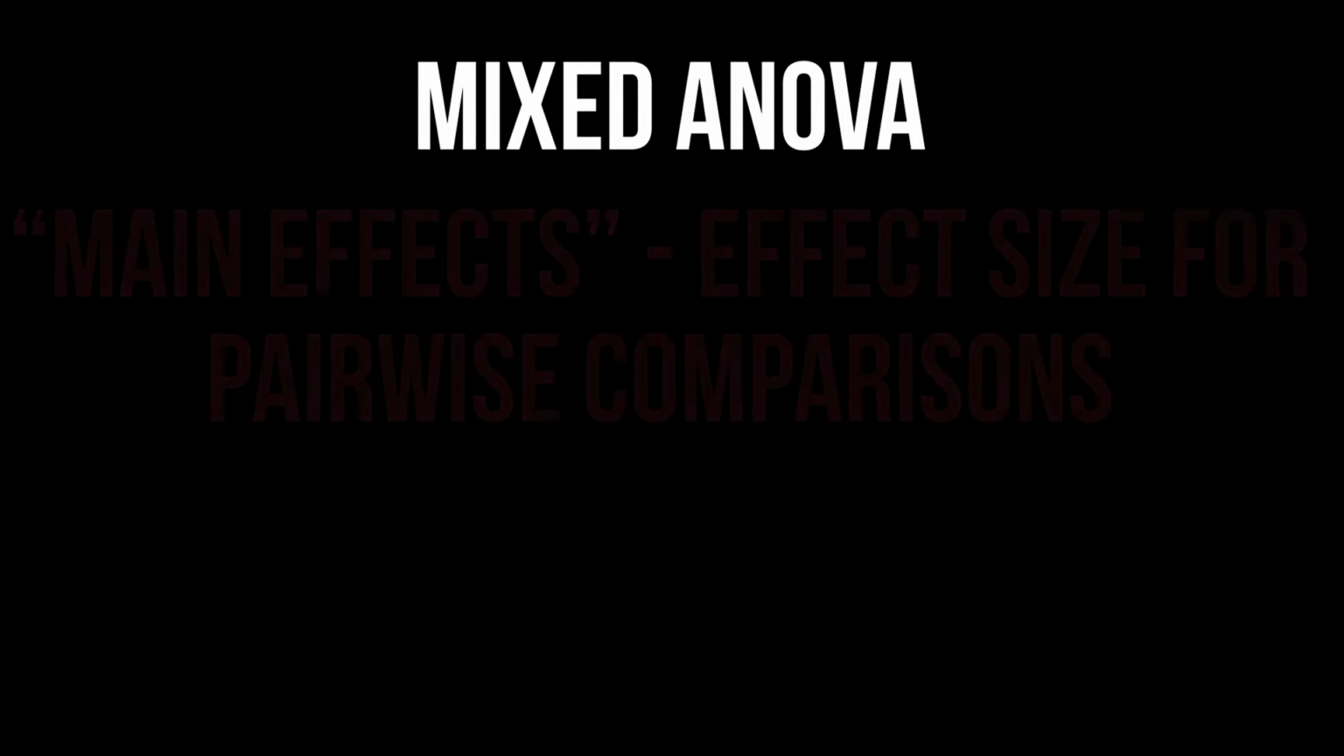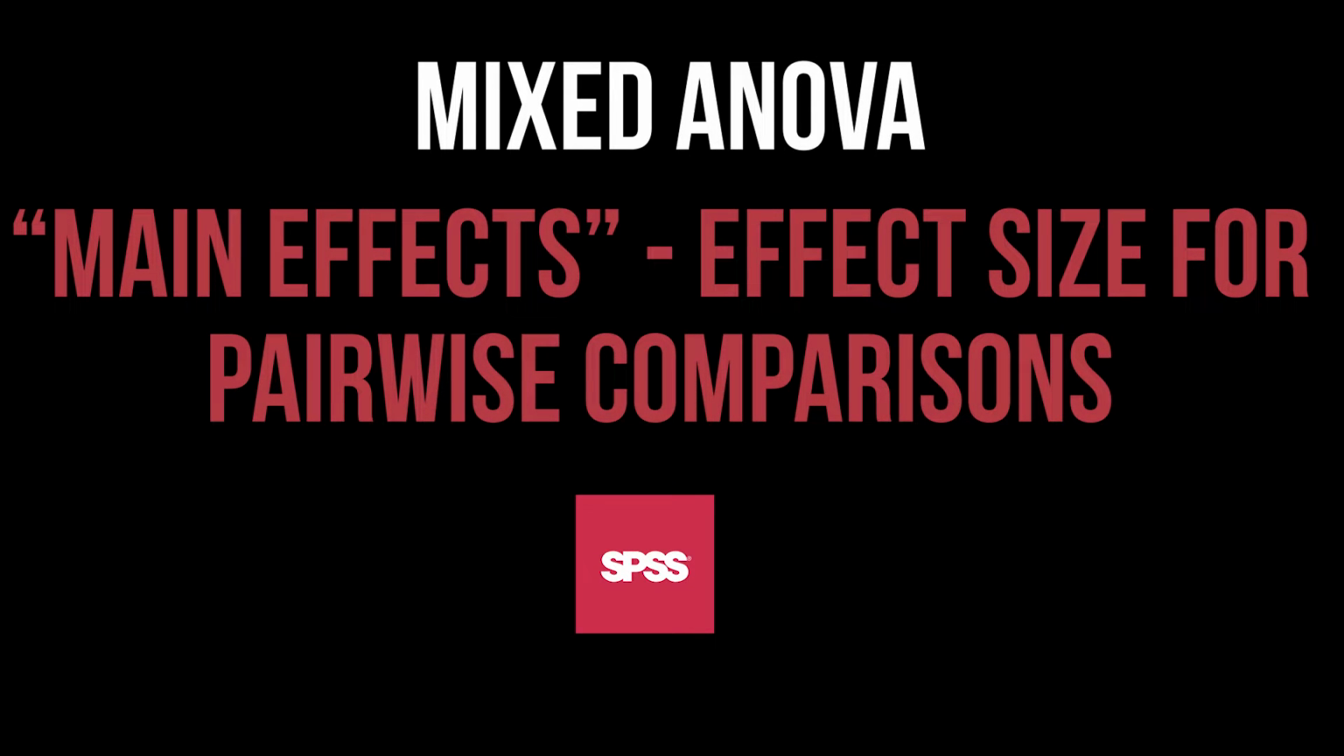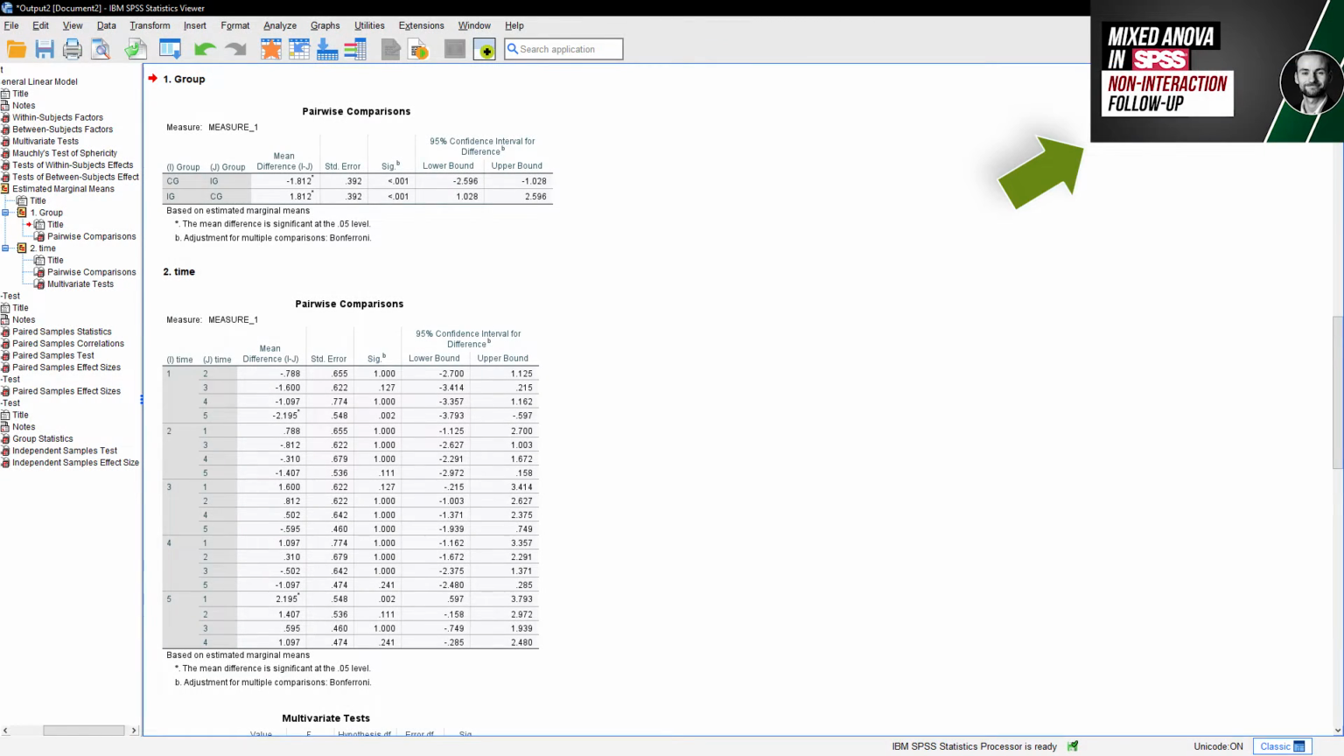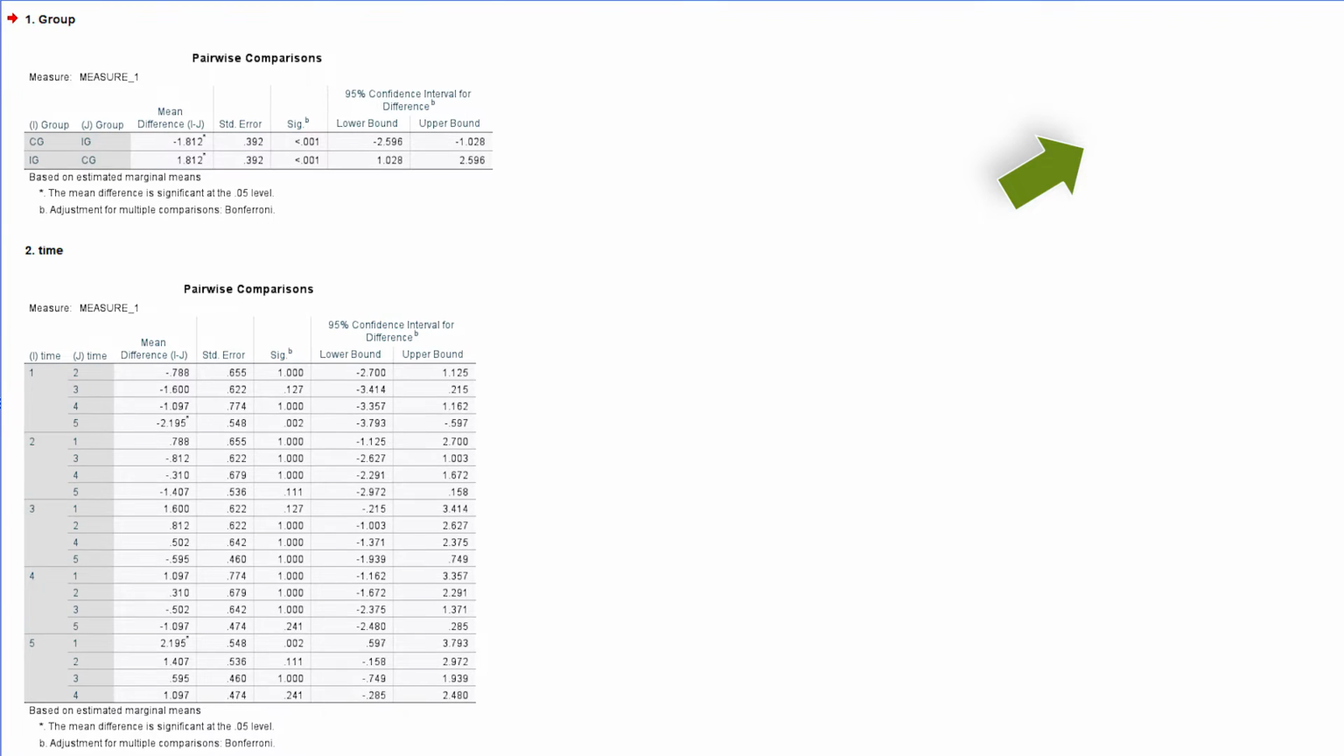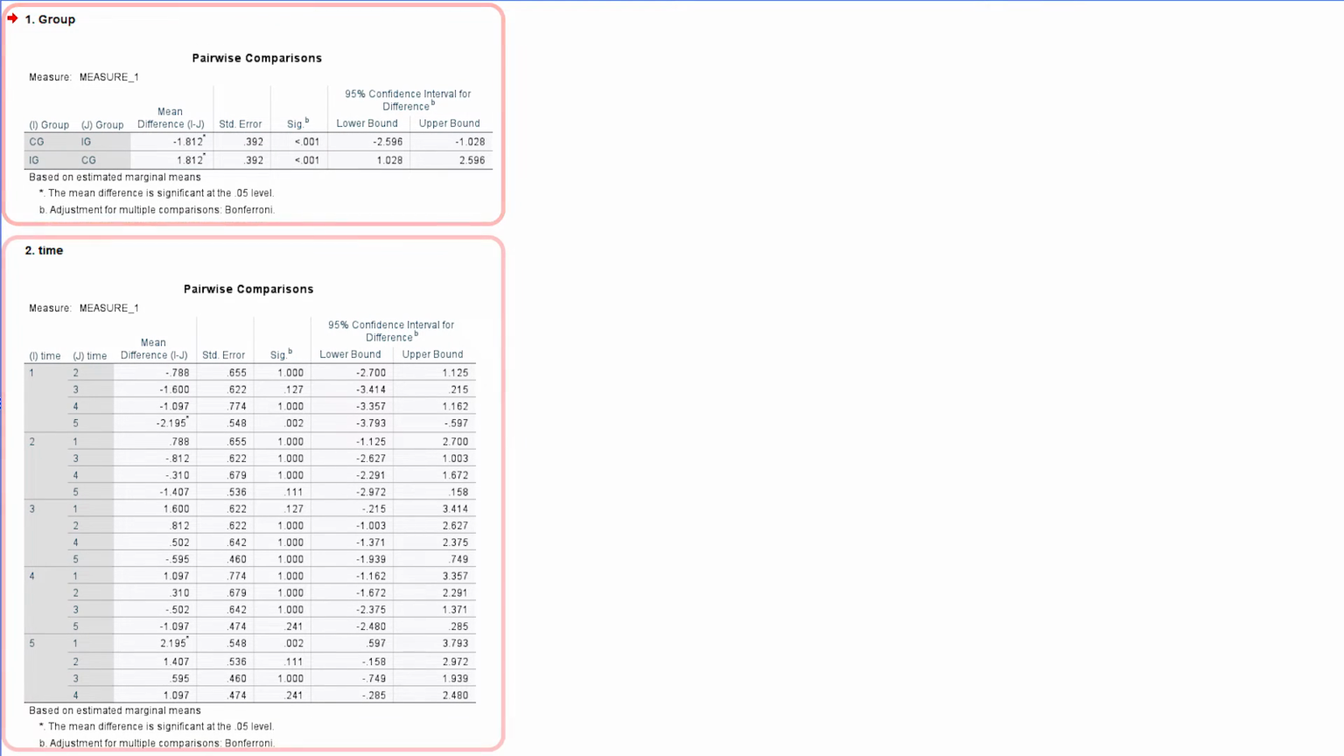This video shows how to calculate the effect size Cohen's d in the case of no observable interaction, but observable main effects for the mixed ANOVA in SPSS. First of all, this is about pairwise comparisons, i.e. whether group differences or differences over time exist.